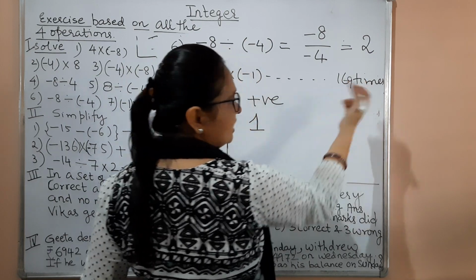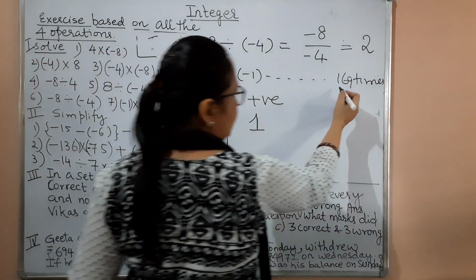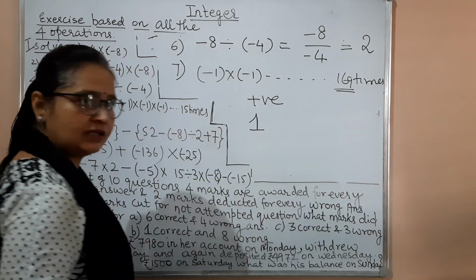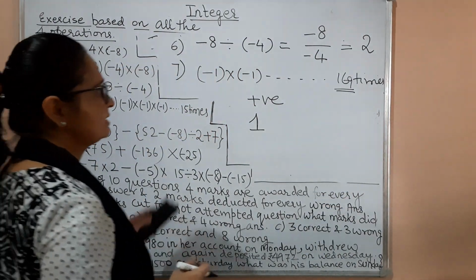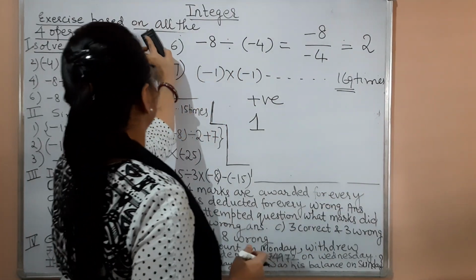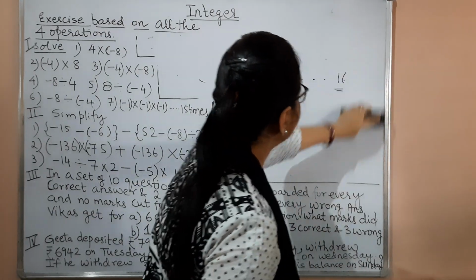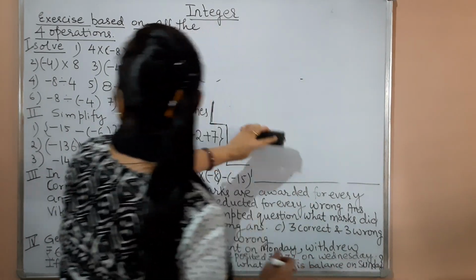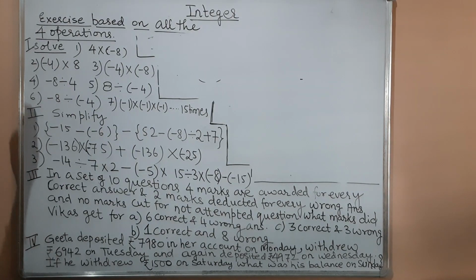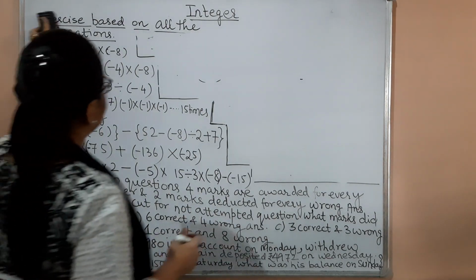169 times, it has to be negative. So an odd number of times means it will be negative. An even number of times means it is positive. So this is the first part of the question which we have done. Now let me rub this part.